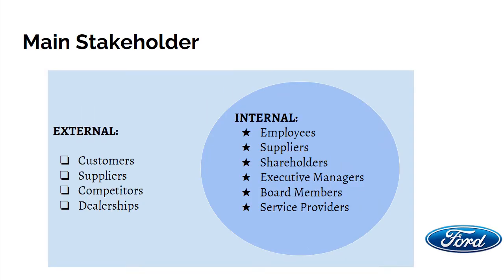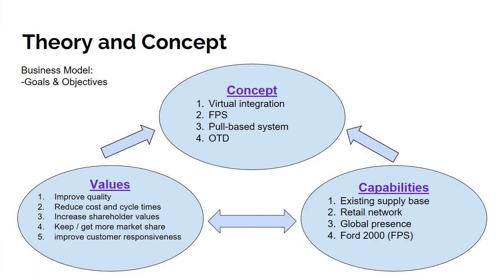Hi, I'm Si Zhao Mao, and I will introduce the main stakeholders. The main stakeholders could be divided into two parts, external and internal. On the external side, it includes customers, suppliers, competitors, and dealerships. And on the internal side, we can see the employees, suppliers, shareholders, executive managers, board members, and service providers.